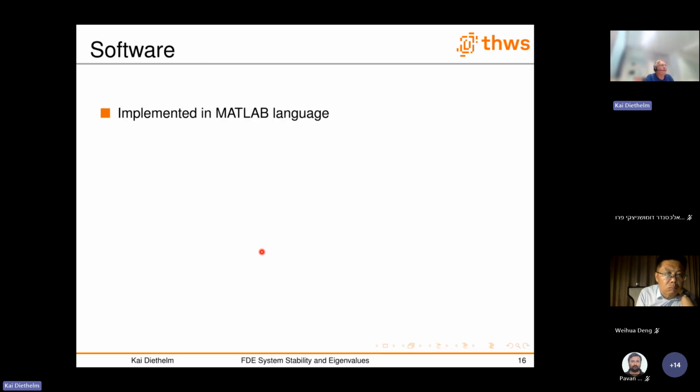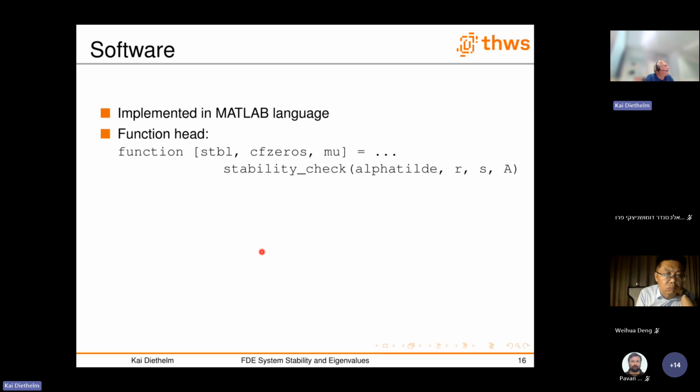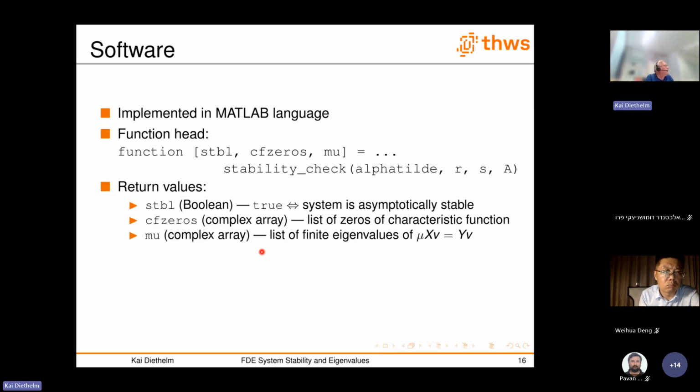We have implemented the whole thing in MATLAB. The function head looks like this here. It returns three values. STBL is a Boolean variable, which is either true or false. It gives you true if the system is found to be asymptotically stable and false otherwise.